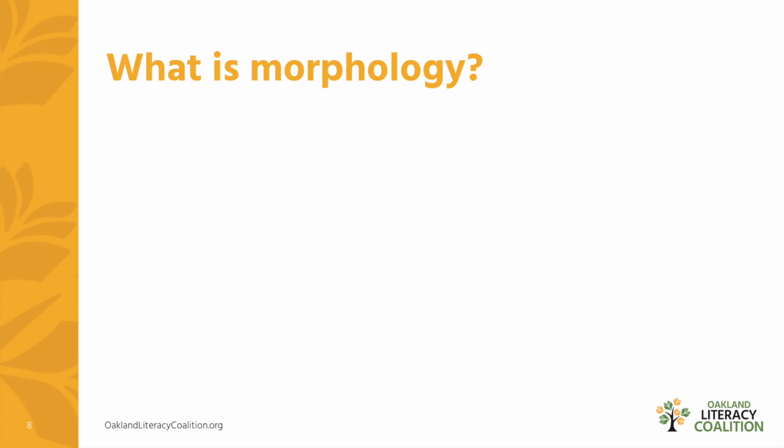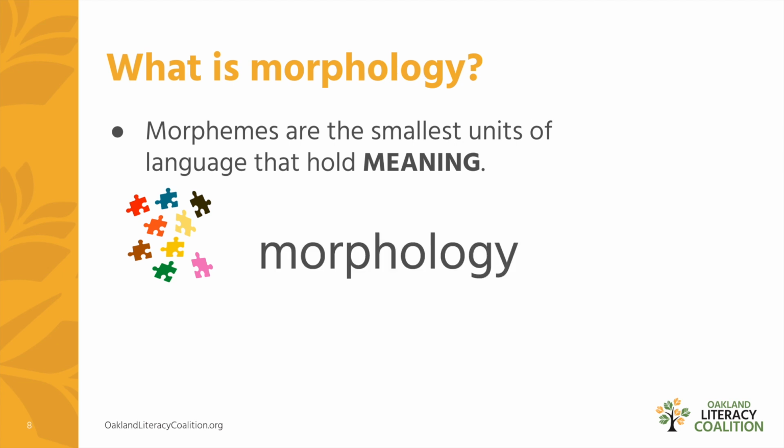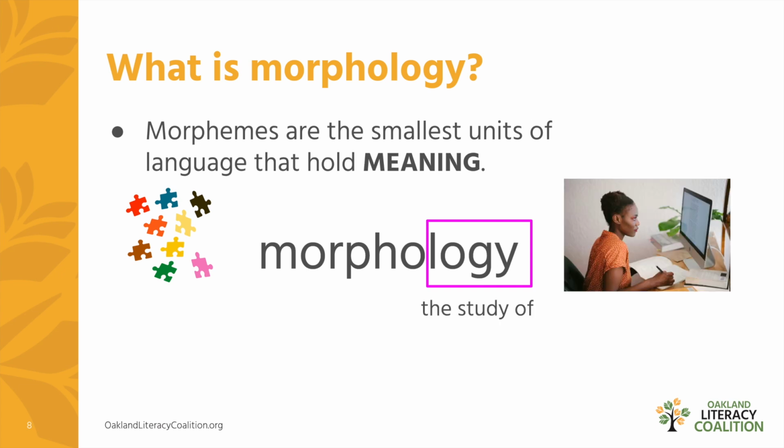Morphology is all about morphemes, so let's start there. A morpheme is the smallest unit of language that holds meaning, just like how phonemes are the smallest units of speech. I think of these as like the puzzle pieces that come together to make a word mean something. For example, in the word morphology, we see the ending or suffix logy, which is a morpheme that means the study of something. It comes from Greek.